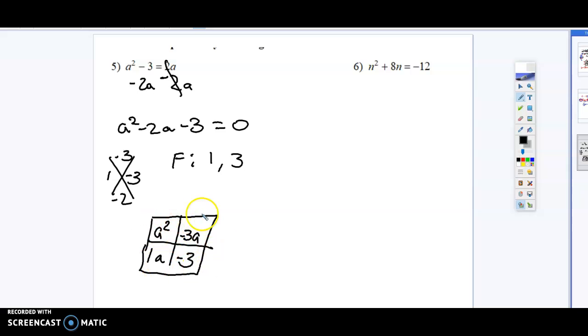And now I'm going to take out my greatest common factor. So this will give me a minus 3, a plus 1. So my final answer will be a minus 3 times a plus 1.